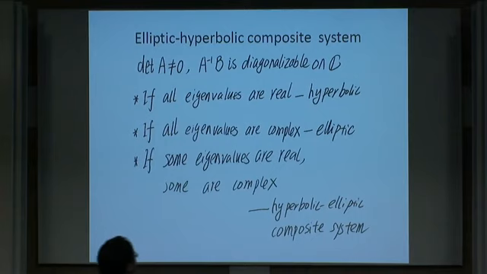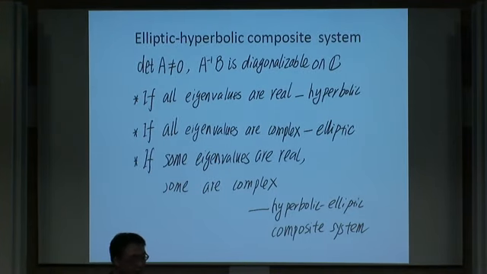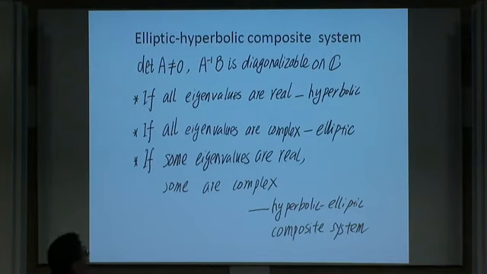Now if all of the eigenvalues are real, then we call this a hyperbolic system. For supersonic flow, it is hyperbolic. We can check it. The other is that if all of the eigenvalues are imaginary, not real, then it is called an elliptic system. The third case is that some eigenvalues are real, but the others are imaginary. In this case, it's called a hyperbolic elliptic composite system. The real eigenvalues represent some hyperbolic effects, and the imaginary eigenvalues represent some elliptic parts. This is the definition of the elliptic hyperbolic composite system.